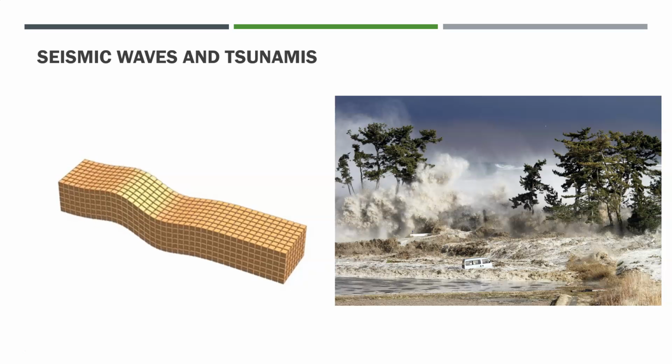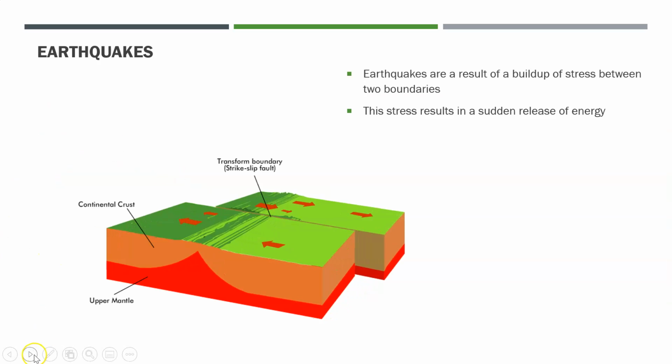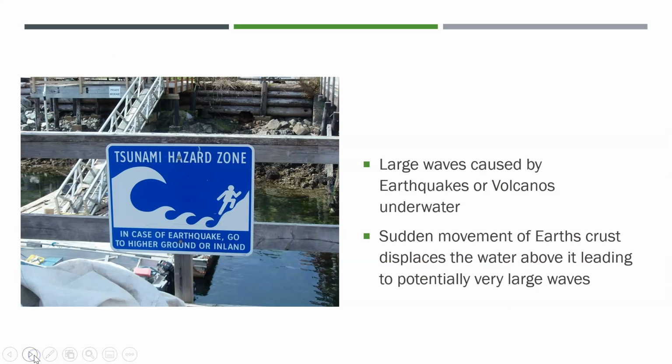When that occurs underwater, we get what's called a tsunami. So tsunamis are these large waves caused by earthquakes or volcanoes underwater, and the sudden movement of the Earth's crust displaces the water, leading to potentially very large and very deadly waves. So you perhaps have seen these two tsunami hazard signs if you're in a coastal area that may be particularly vulnerable to these.